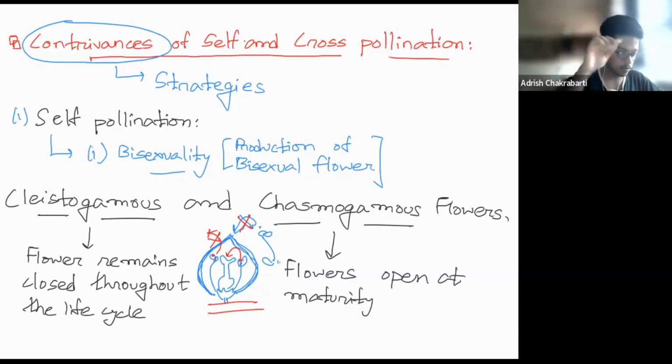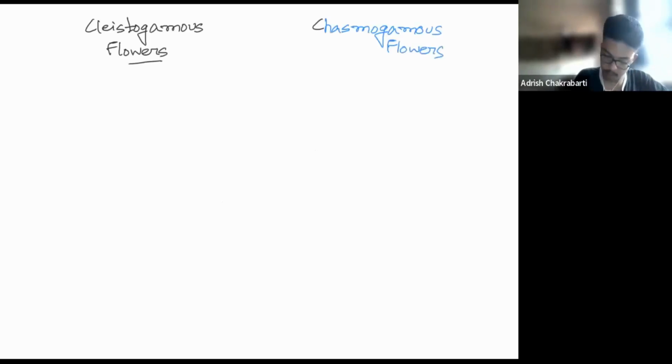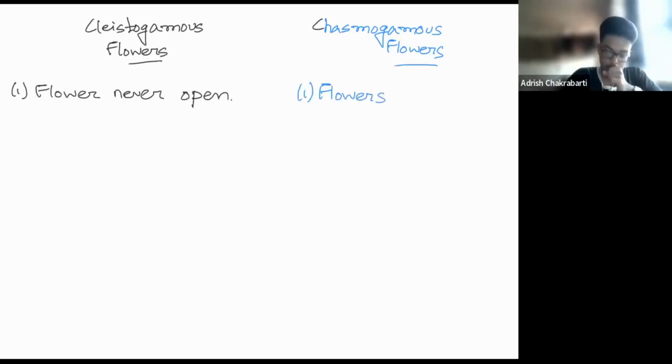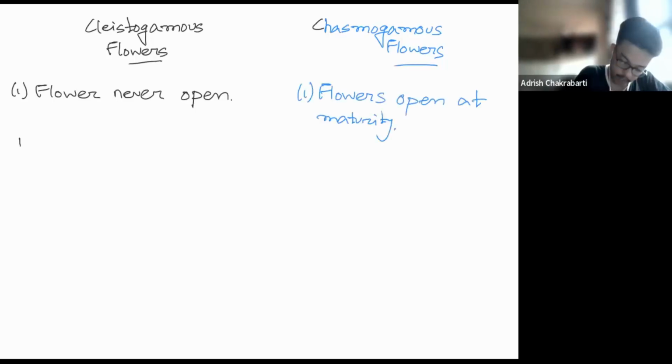So now let me draw a difference table of cleistogamous and chasmogamous flowers. Let me draw it in blue. The first point: the flower never opens, or the flower remains closed throughout its lifespan. You can change the language, but the concept remains the same. And the flowers open at maturity.